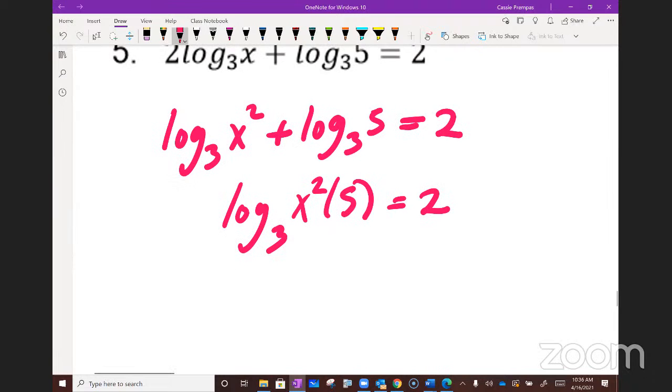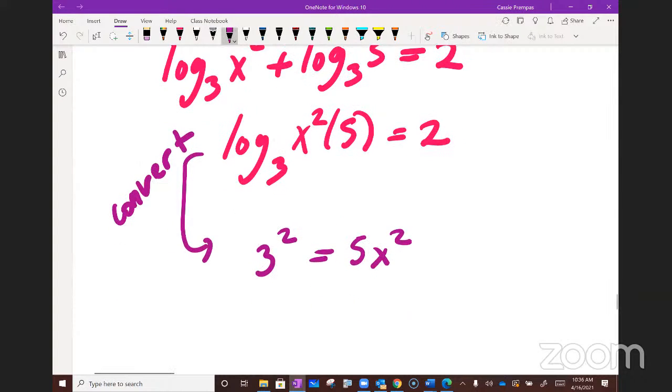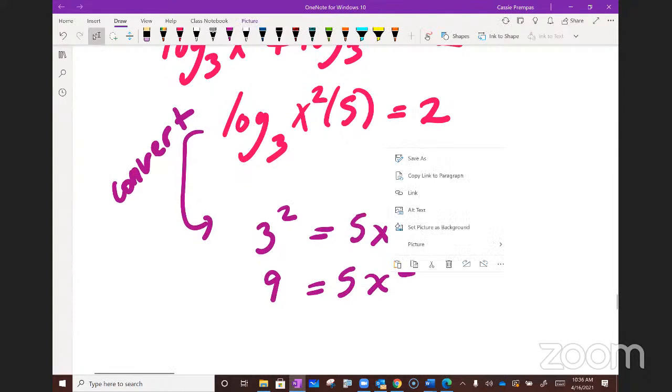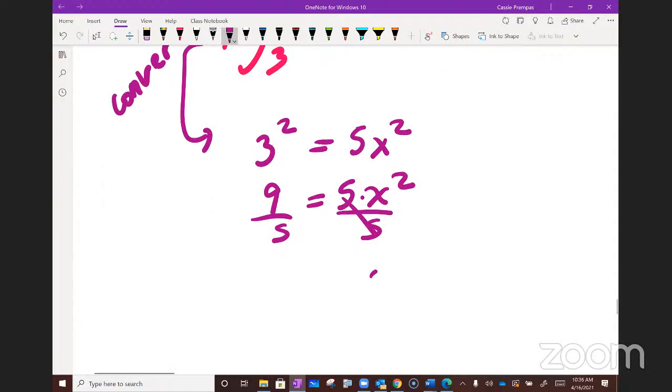Now I'm stuck. This x is part of the log. I'm stuck. Convert it. Excellent. Convert. And so we have 3 squared equals 5x squared. 3 squared gives me 9, so I have 9 is equal to 5x squared. We need to get x by itself, so what undoes multiplication? Division, so we're going to divide both sides by 5. And that gives us x squared is equal to 9/5.